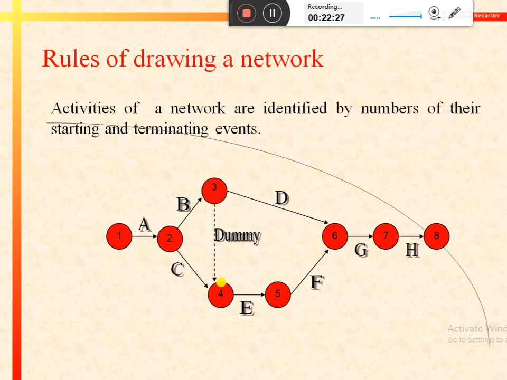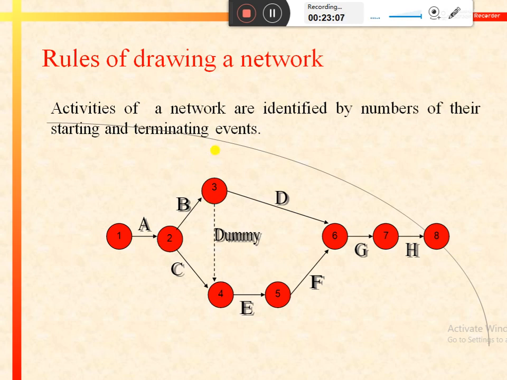The second rule of drawing a network is that activities of a network are identified by numbers of their starting and terminating events. Like in this network, activity A would be identified as activity 1, 2, where 1 is the starting point of activity A and 2 is the ending or terminating point of activity A. Similarly, activity D would be identified as 3, 6, where 3 denotes the starting point of activity D and 6 denotes the ending or terminating point of activity D.